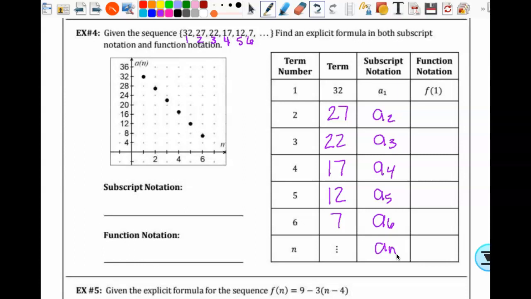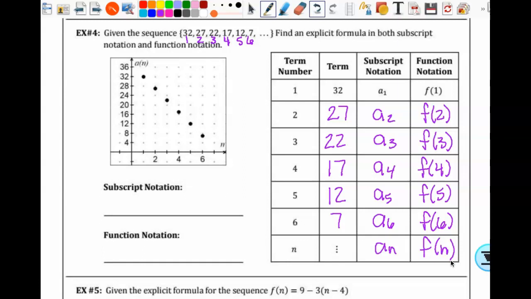So when we have those, these are the numbers that we substitute in for n. That's why it translates to function notation pretty easily. That's f of 1, f of 2, 3, 4, 5, 6, f of n. We could have gotten these terms from the graph as well, because it was graph, they had it listed out. Just makes it a little bit easier here.